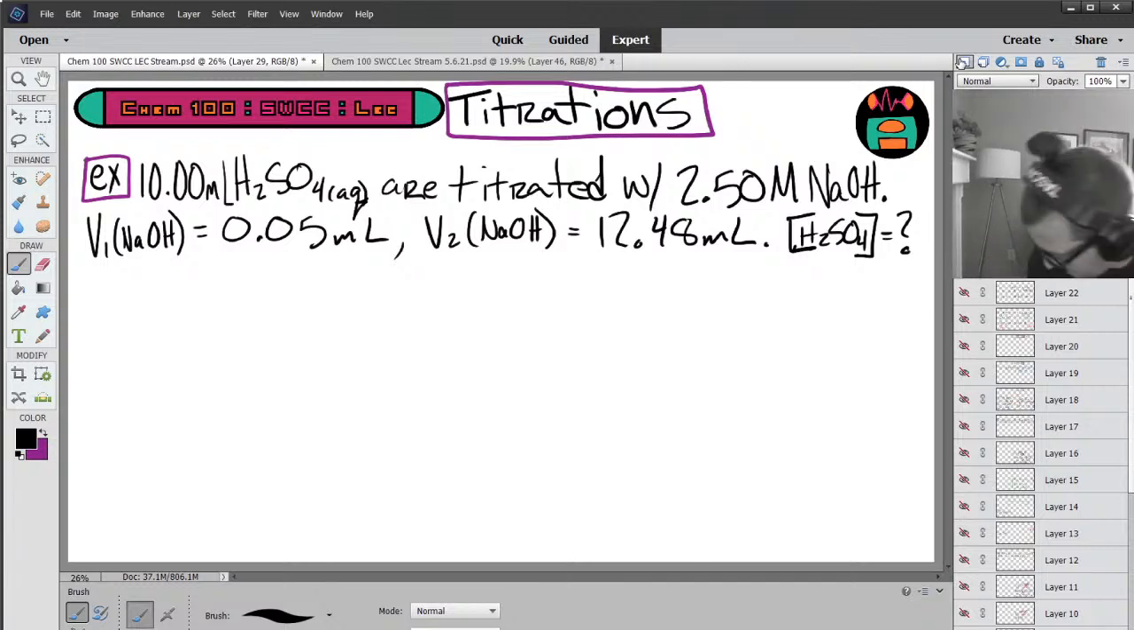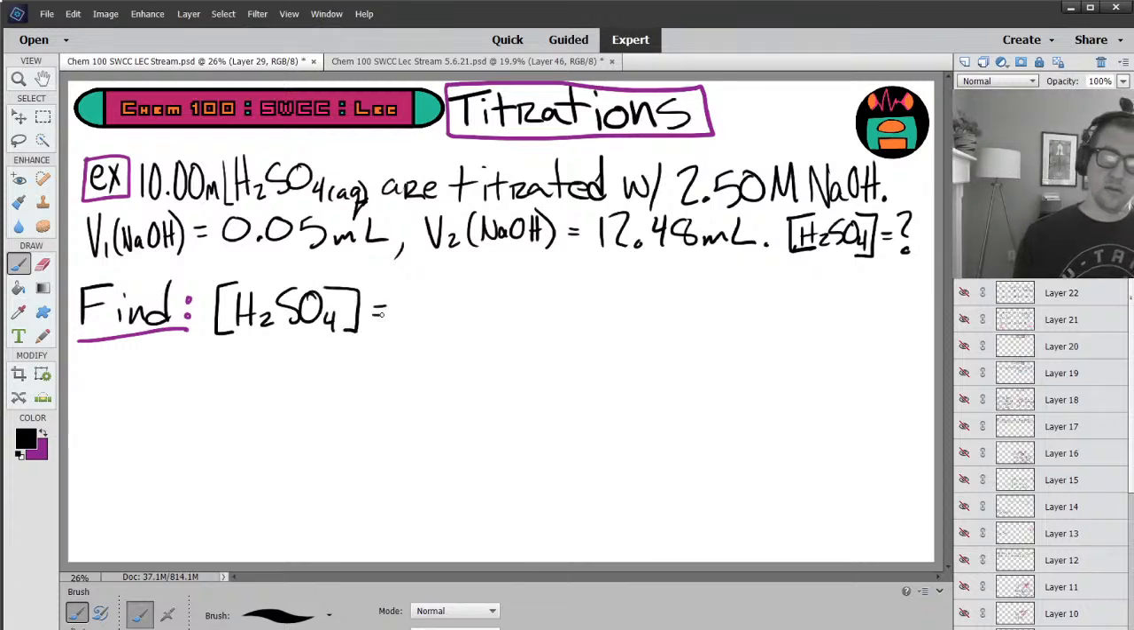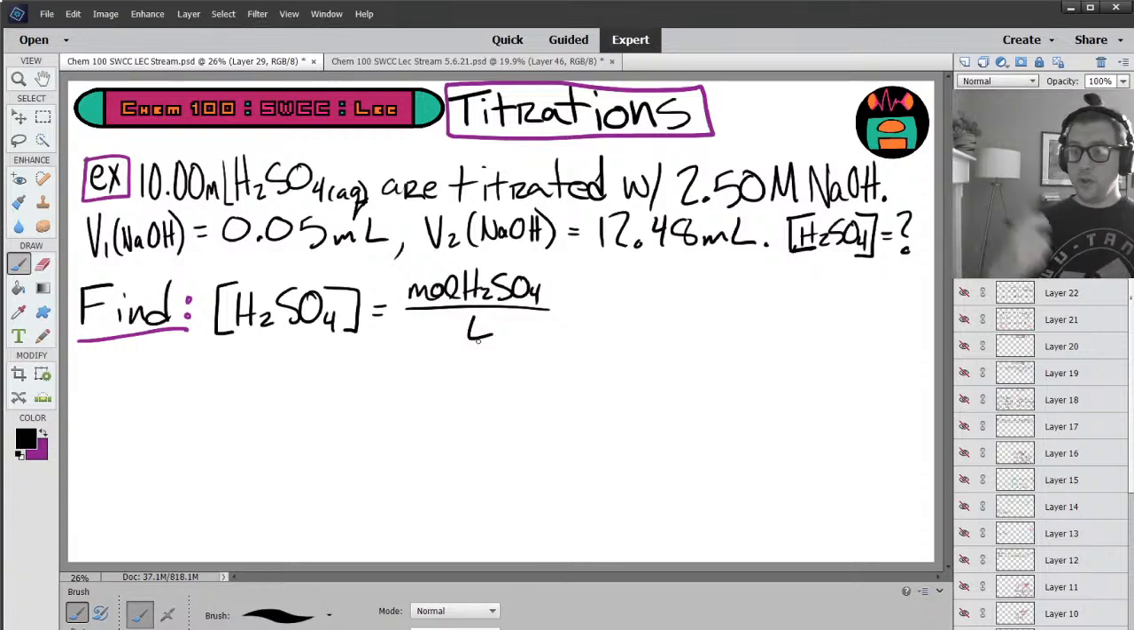All right. First thing you want to do, identify what you are trying to find. We want to know the molarity of sulfuric acid. Molarity has an equation. It's going to be worth your time to write it down. The equation for molarity of sulfuric acid is moles of H2SO4 over liters. So we need two things. We need the volume of H2SO4 and we need the moles of H2SO4.